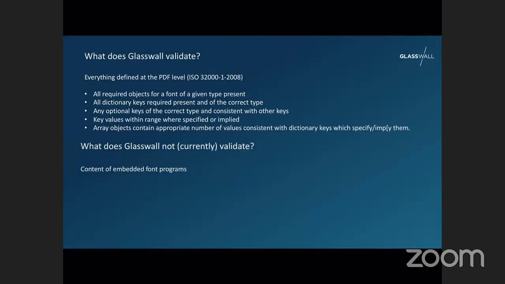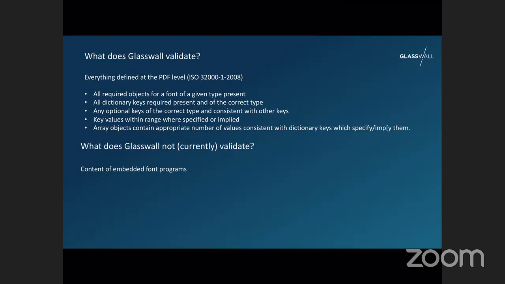So what do we currently validate in Glassroll at the moment? Well, if it's in the PDF spec, ISO 32000, then we check that all the required objects for a font are present. We check that within those objects, all the dictionary keys required are present and that the values are correct. If there are any optional keys, we check that they have the right types. We check that they're consistent with the other keys. We check that all the values are within range where specified or implied.